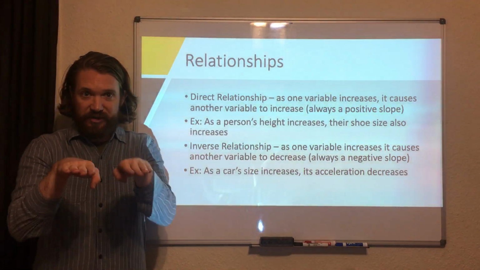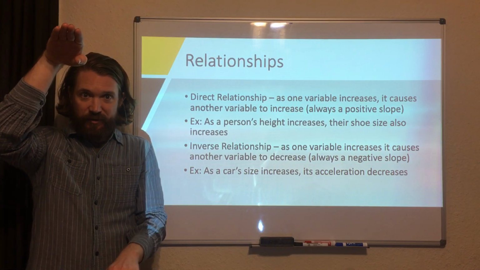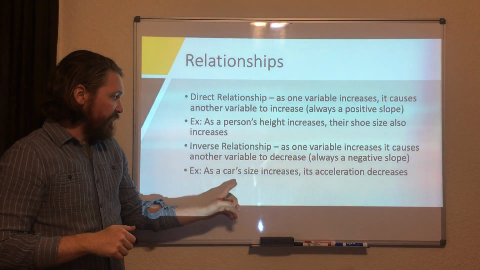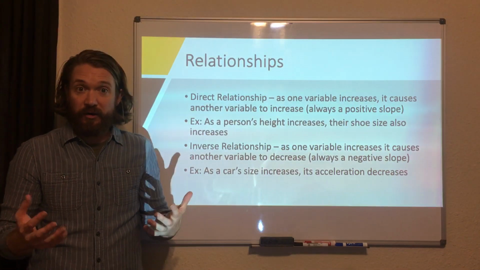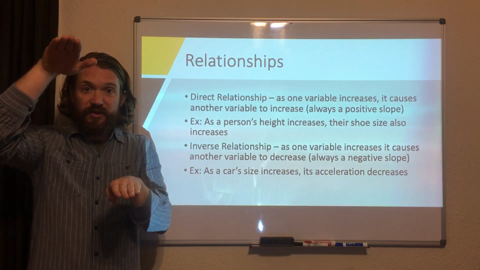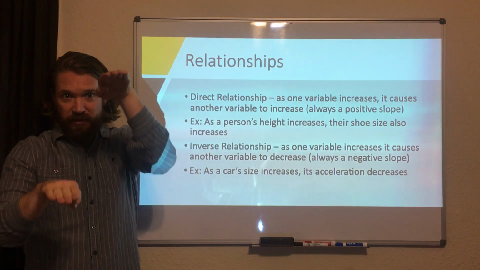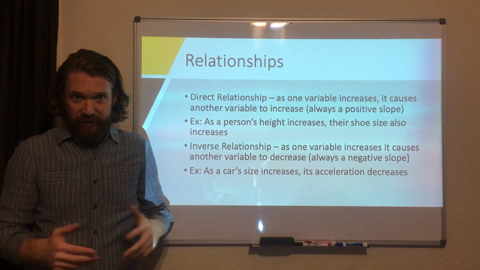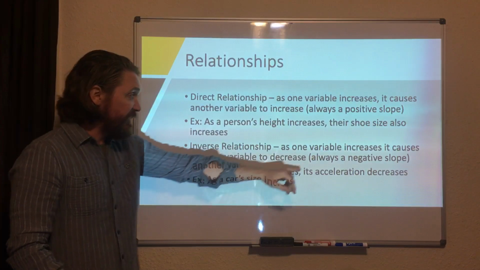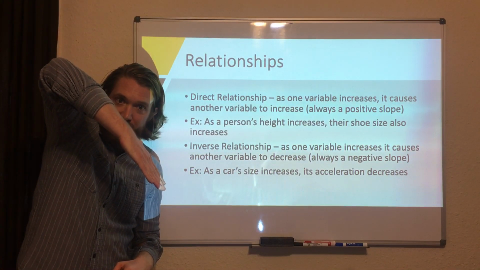An inverse relationship is one variable increases, it causes the other variable to decrease, and vice versa, okay? This would be like when we talked about cars. Usually the bigger, the heavier a car is, the slower its acceleration. And vice versa, smaller cars have higher accelerations. Okay, think about a Ferrari versus an 18-wheeler. This is always going to be a negative slope. It's always going to point down.